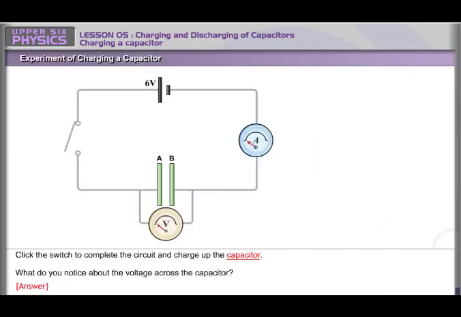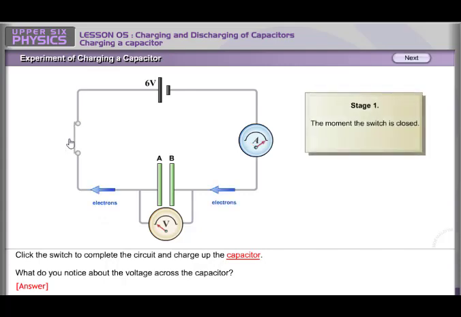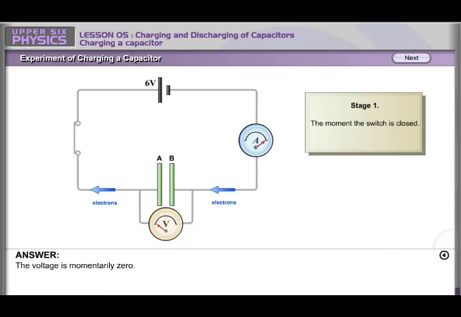Click the switch to complete the circuit and charge up the capacitor. What do you notice about the voltage across the capacitor? Answer. The voltage is momentarily zero. What do you notice about the reading on the ammeter? Answer. The reading of the ammeter is momentarily maximum.